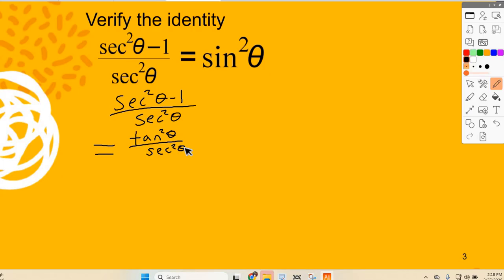So what might be a good strategy then if I want to end up with a sine squared? Convert it to sine, cosine. Yeah, so tangent squared can be rewritten as what? Sine squared over cosine squared. And secant can be rewritten as 1 over cosine squared.